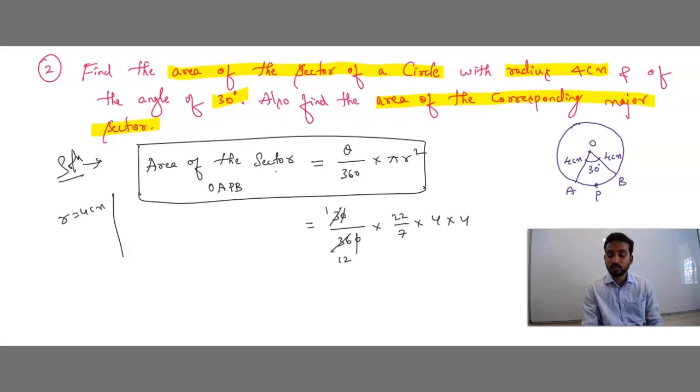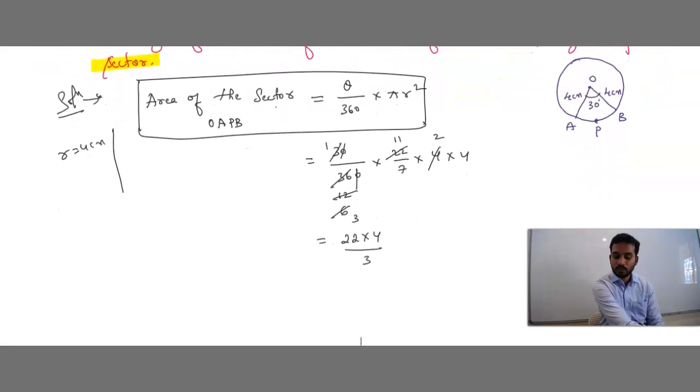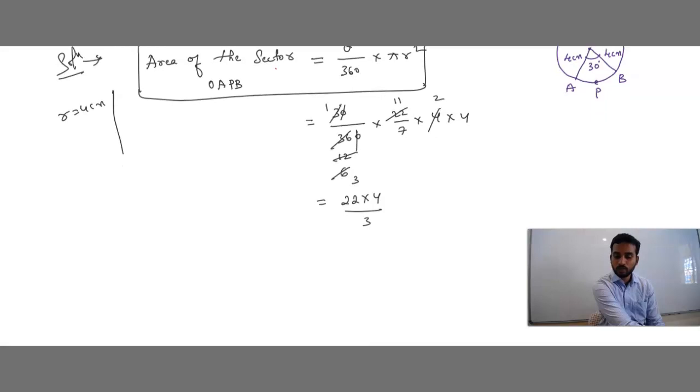Will any other terms get cancelled? Yes, let's see. 2 6s are 12, 2 1s are 2, 2 1s are 2. Right? 3 2s are 6, 2 2s are 4. Are any other terms cancelable? No. So what is the final answer? What could be the final answer here? 11 2s are 22. 22 into 4 divided by 3. Correct? 11 2s are 22 into 4 divided by 3.